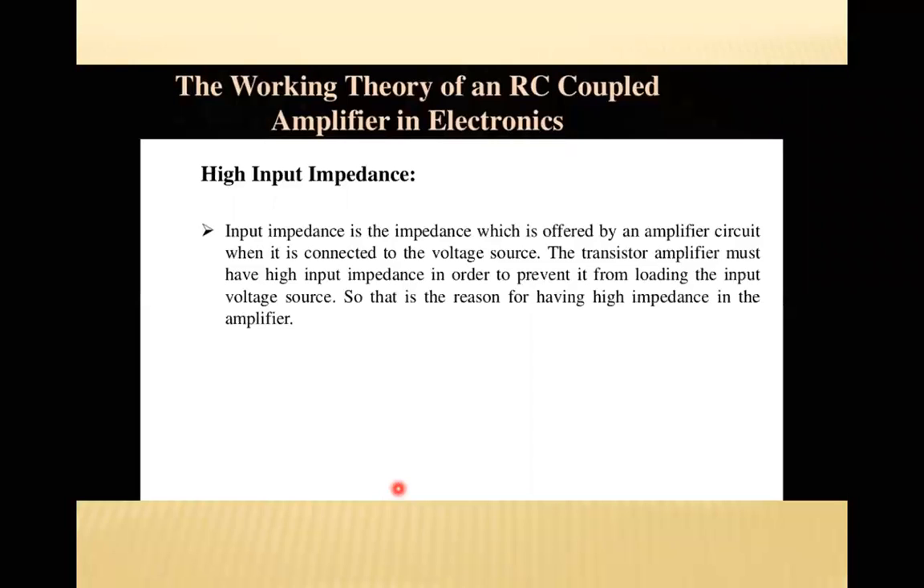High input impedance. Input impedance is the impedance which is offered by an amplifier circuit when it is connected to a voltage source. The transistor amplifier must have high input impedance in order to prevent it from loading the input voltage source. So that is the reason for having high impedance in the amplifier.